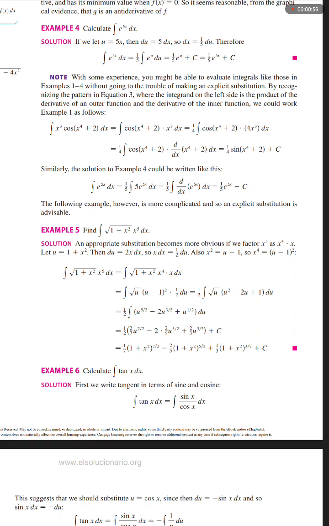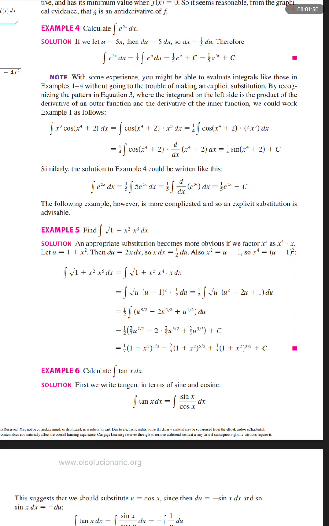The integral of x cubed cosine of x to the fourth plus 2, that's x to the fourth power plus 2 dx, equals the integral of cosine open x to the fourth power plus 2 close times x cubed dx, equals 1 over 4 times the integral of cosine open x to the fourth plus 2 close times open 4 times x to the third power close dx, equals 1 over 4 the integral of cosine of x to the fourth power plus 2 times d over dx times open x to the fourth power plus 2 close dx, equals 1 over 4 sine of open x to the fourth power plus 2 close plus big C.